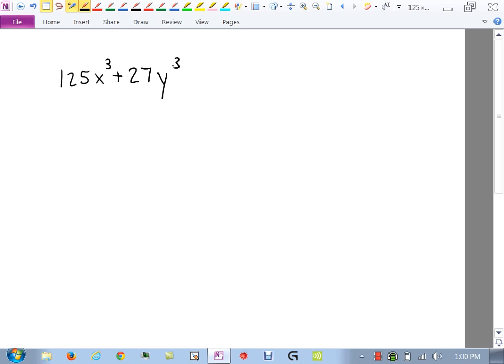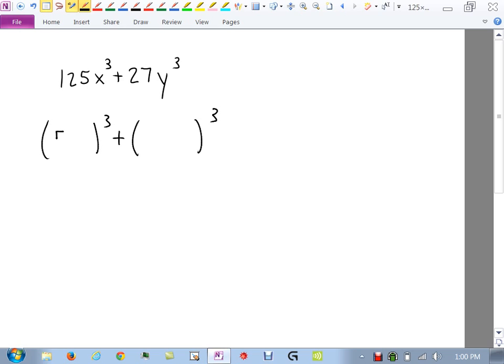Do I have a GCF here? No. How many terms? 2. Okay, so checking for sum of squares, difference of squares, sum of cubes, difference of cubes. Sum of cubes, okay. You just need to be able to rewrite this as something cubed plus something cubed. So how about 125? Is that something cubed?